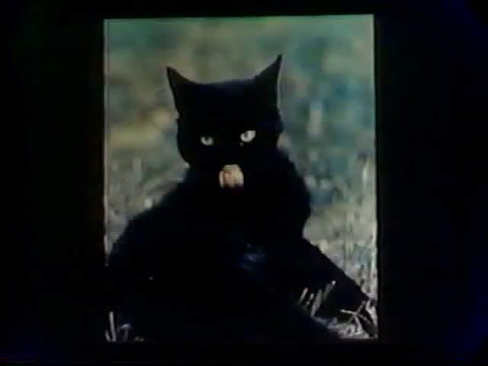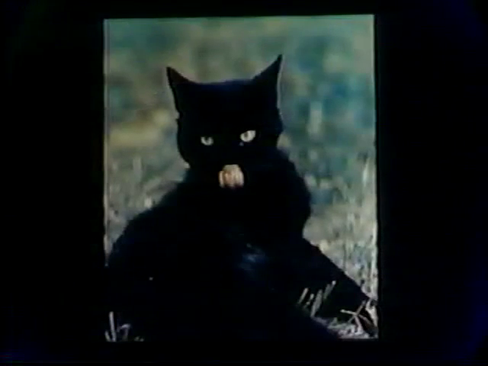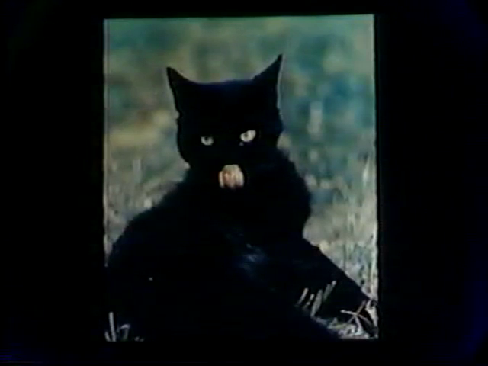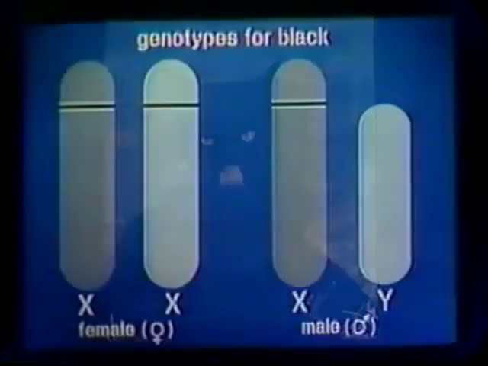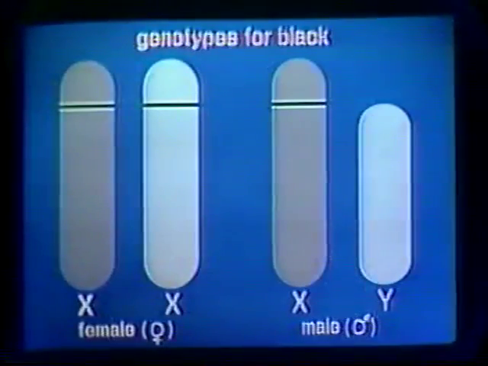In cats, there is one gene for black. It occurs only on the X chromosome, never on the smaller Y. So here are the possible genotypes for black. In a female, a pair of genes for black on the two X chromosomes. In a male, a gene for black on the X chromosome and no gene for color on the Y chromosome.